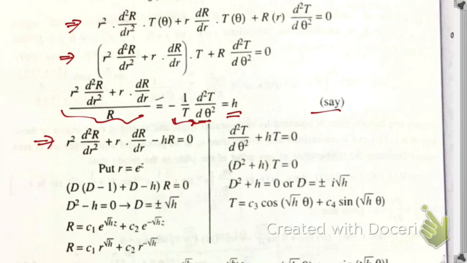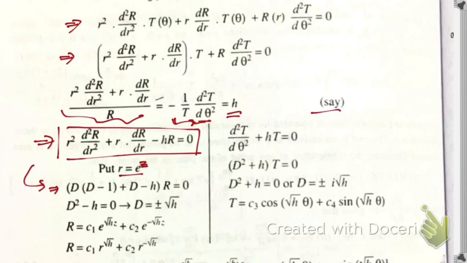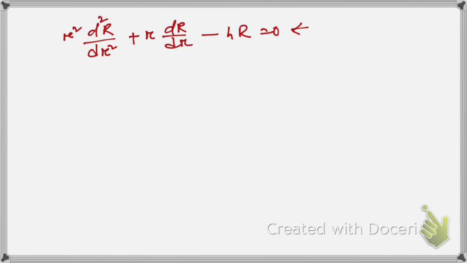Now here you see, if you put r is equal to e to the power z, okay, so we have put here r is equal to e to the power z, and here is the auxiliary equation we have got. Now in order to explain how we have got this auxiliary equation from this equation, putting r equal to e to the power z, let me take this equation on another slide. So this is the equation. Let me show you here how we have got that.